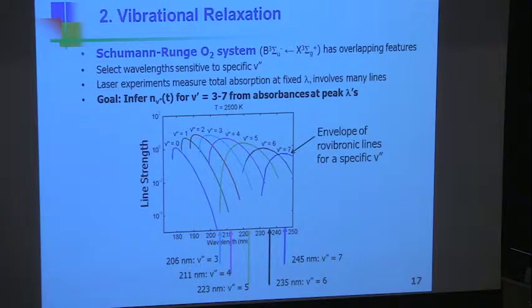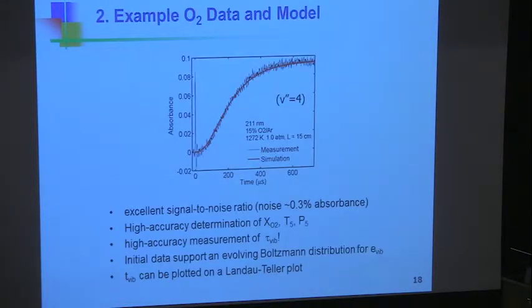So we know that if we work at about 206 nanometers here, it's mostly V double prime of 3. We do a lot of work at 211, it's mostly V double prime 4. So we are potentially able to probe different vibrational levels and test the hypothesis that there is a Boltzmann temperature. It just isn't the translational temperature. That's the idea. Here's a result.